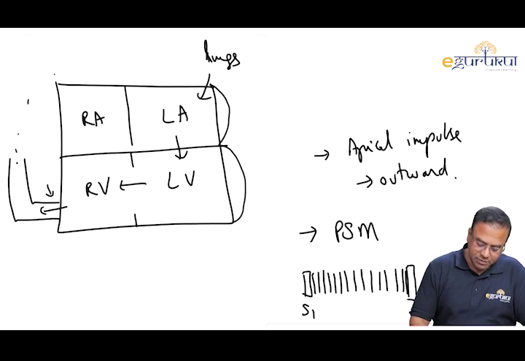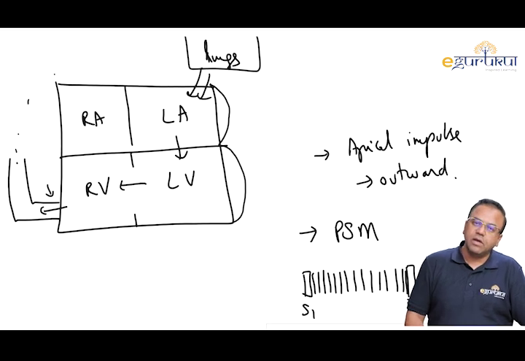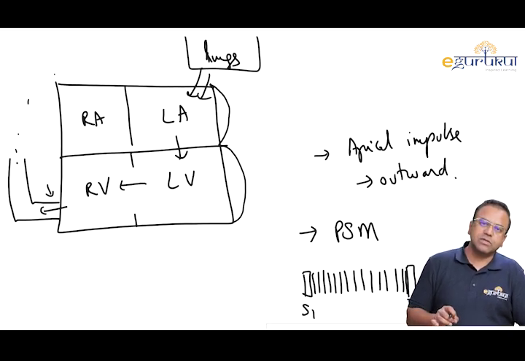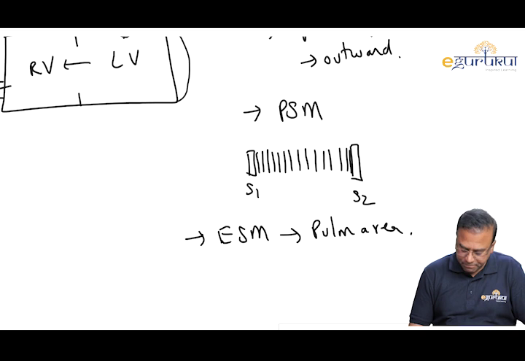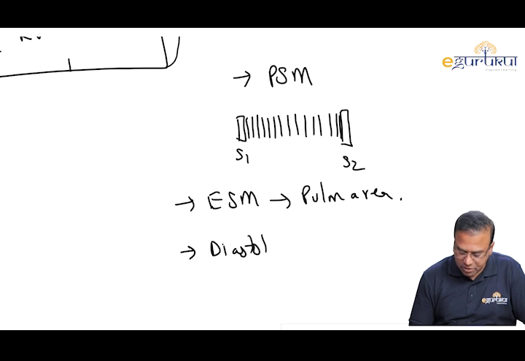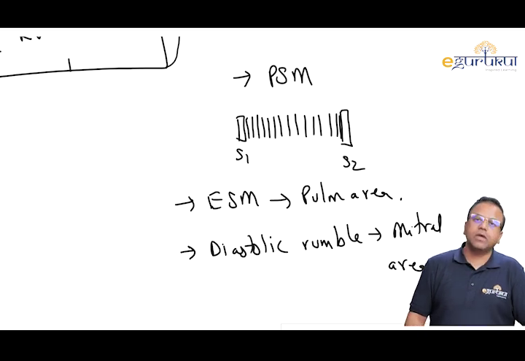All this extra blood that went to the lungs drains back to the left atrium. This extra blood passing through the mitral orifice creates a relative turbulence, because this is not normal blood flow across the mitral orifice. It creates a diastolic rumble, a mid-diastolic murmur, which is a flow murmur, a functional murmur. This is the diastolic murmur or diastolic rumble, and it is heard in the mitral area.